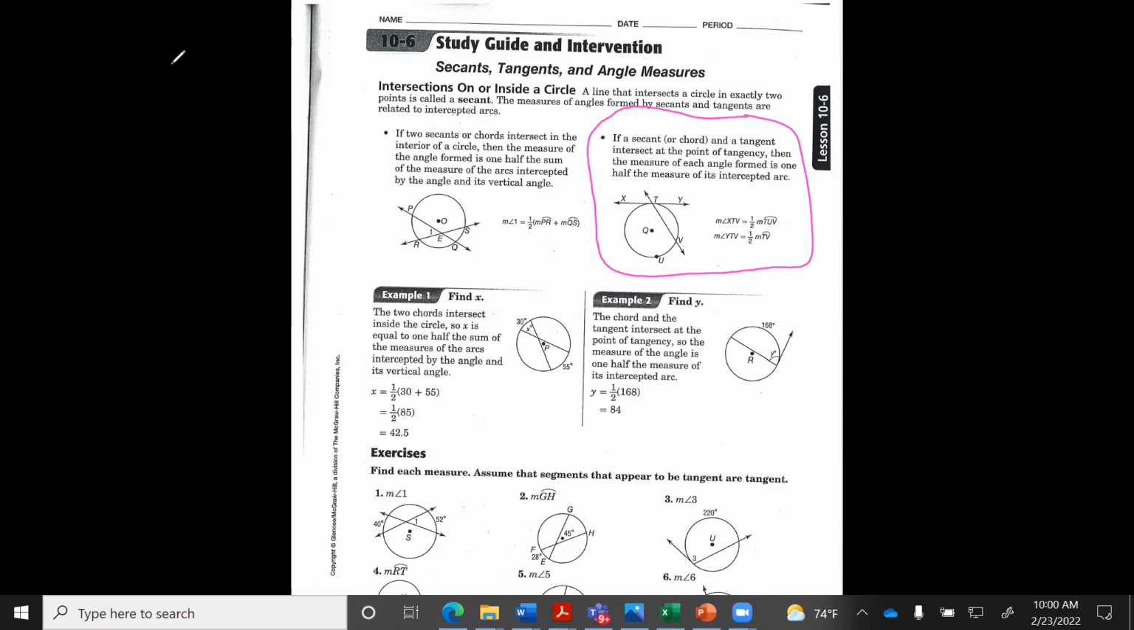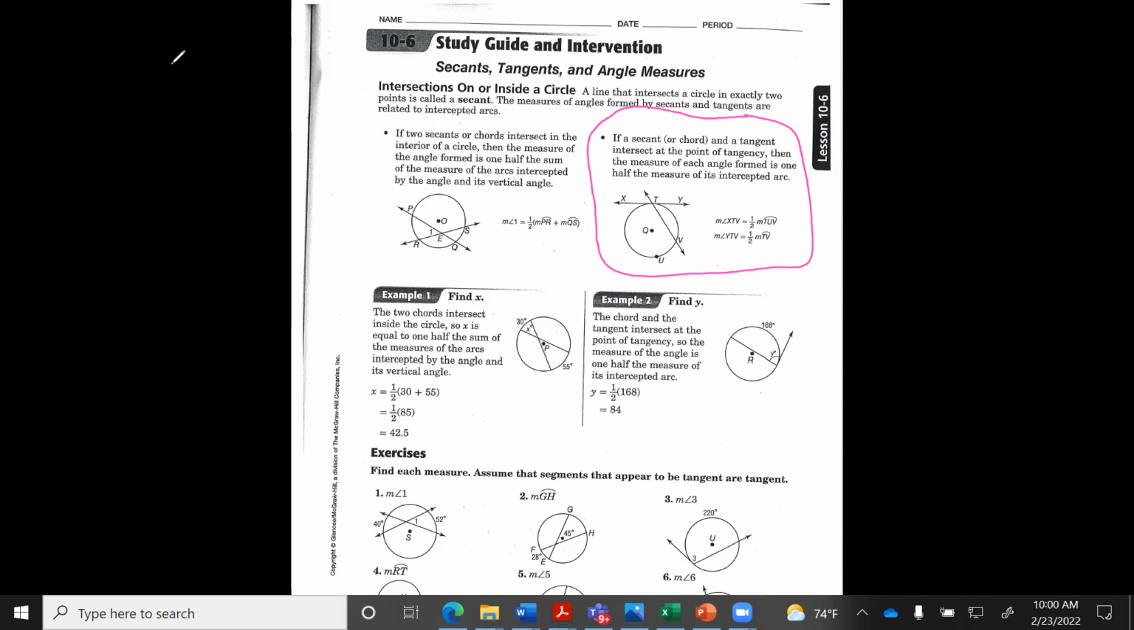So we have the first one, angle YTB is intersecting arc TU. So this angle is half of that arc. On the other side, XTB is intersecting the major arc going around the other side of the circle, and that angle is half of that arc.